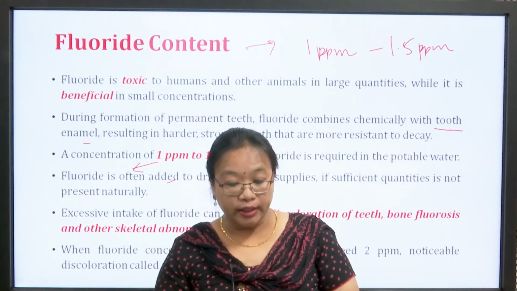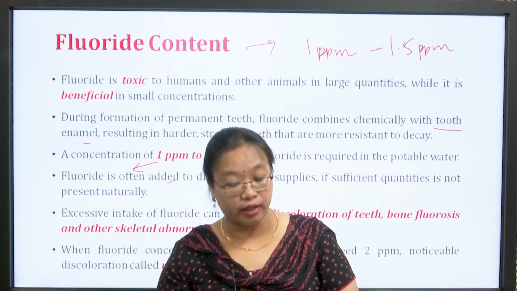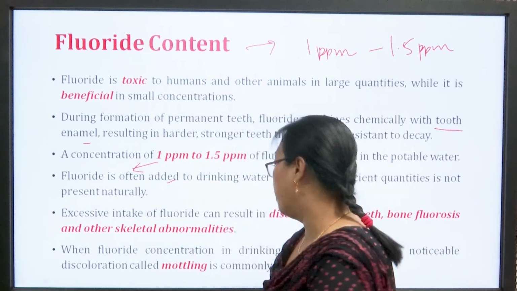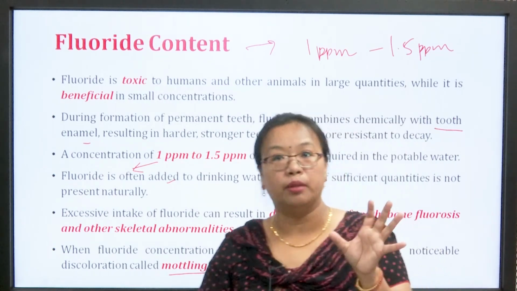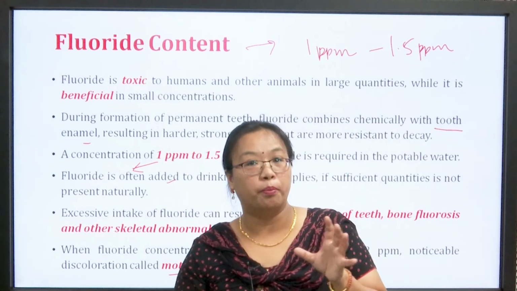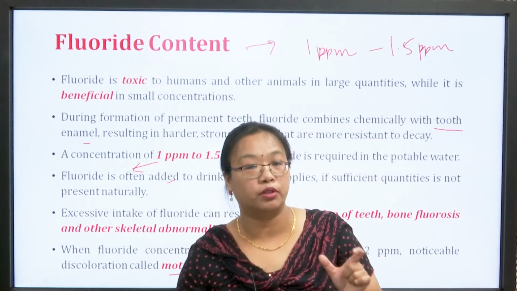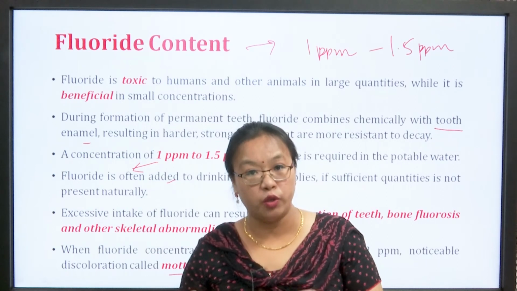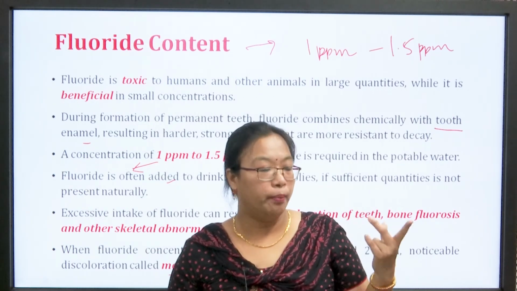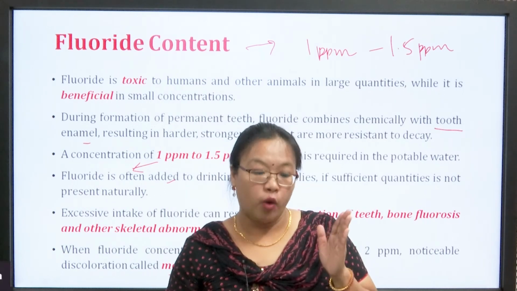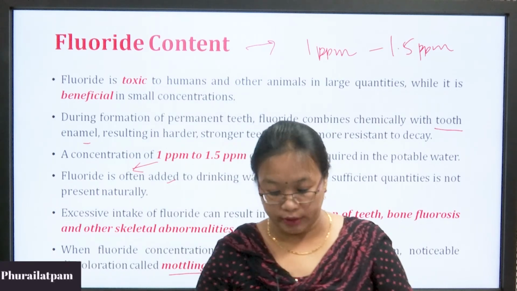When fluoride concentration in drinking water exceeds 2 ppm, noticeable discoloration called mottling is commonly seen. What is mottling? You see teeth which are a little bit orangey or brownish in color, and you can see that they are not at all healthy. That is called mottling. For fluoride content you should remember only two things: 1 ppm, 1.5 ppm. Less than 1 ppm is not acceptable, more than 1.5 ppm is also not acceptable.